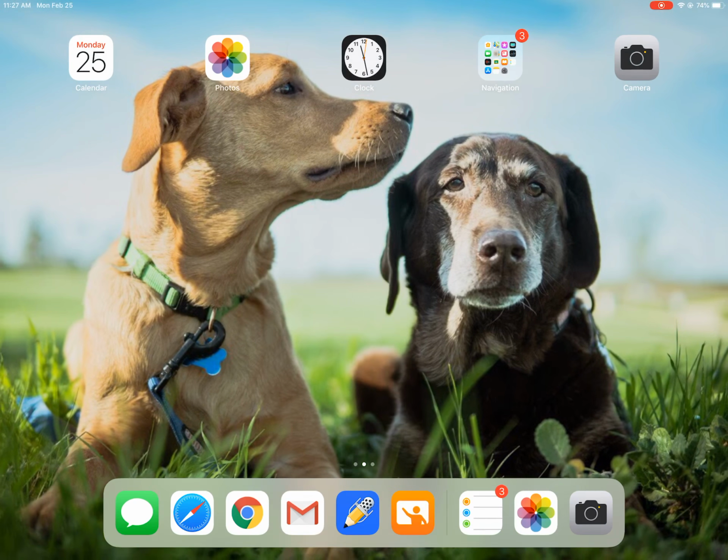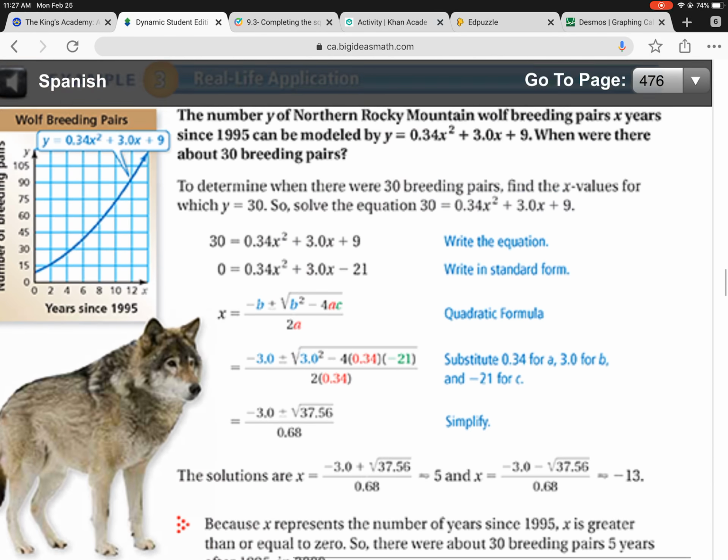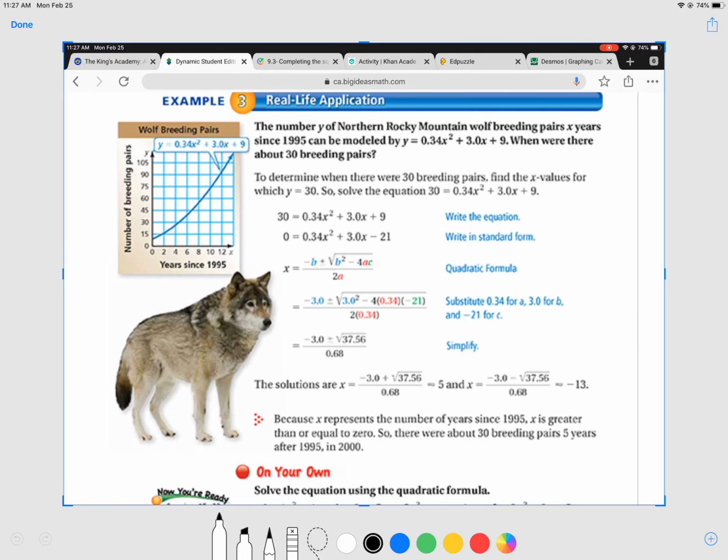Okay, one last example that we are going to do comes from the textbook. And I just want to quickly explain. So we have a word problem here, and let's go ahead and do this. It's telling us that y is the number of wolf breeding pairs and x is years, and it's got this equation. We're solving for x when there were about 30 breeding pairs. So that means that y is 30. So if I plug 30 in for y, then I get this equation.